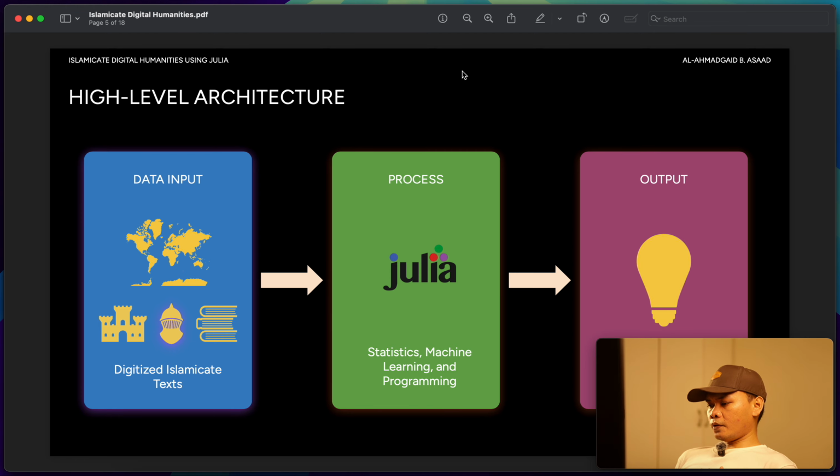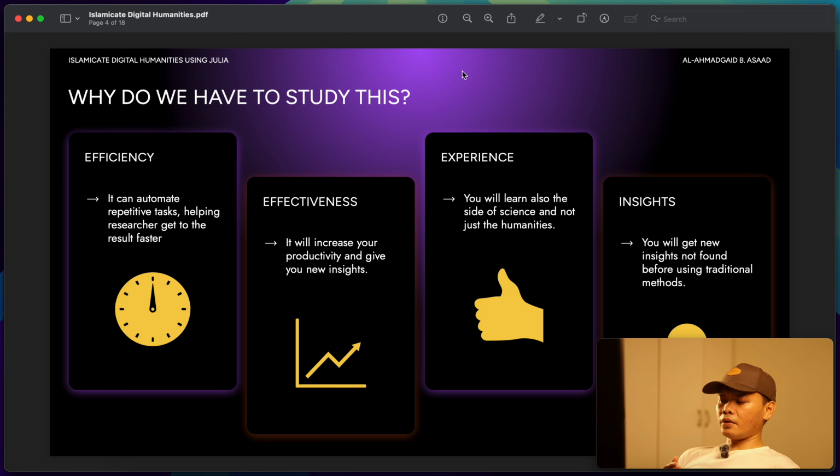But just to be very specific, if we look at it from the lens of efficiency, effectiveness, experience, and insights: in terms of efficiency, it will be very efficient, simply because when dealing with digital humanities, or when using computers to study digitized texts of, say, the Quran, it can do repetitive tasks very, very fast, right? Much faster than studying it manually, going through the pages one by one. So that's the efficiency part.